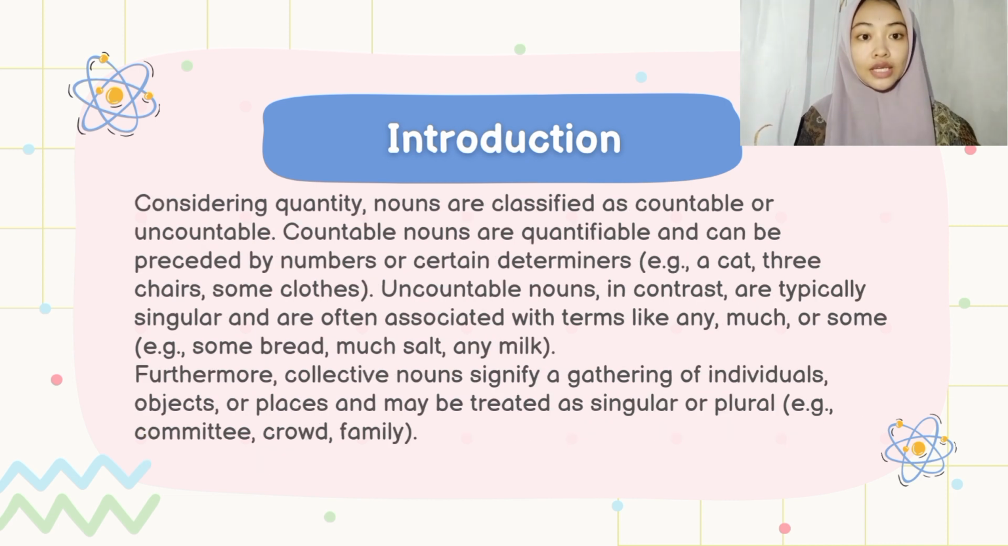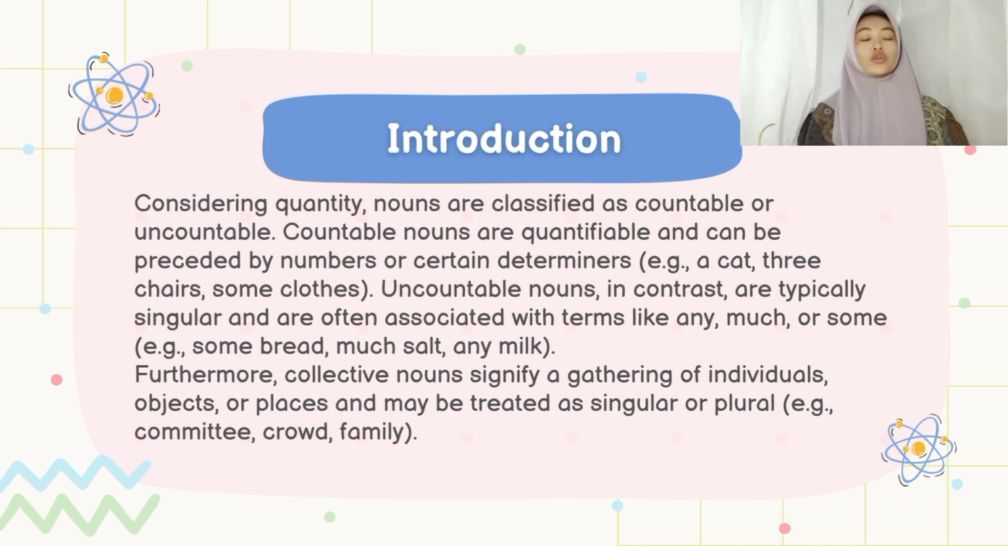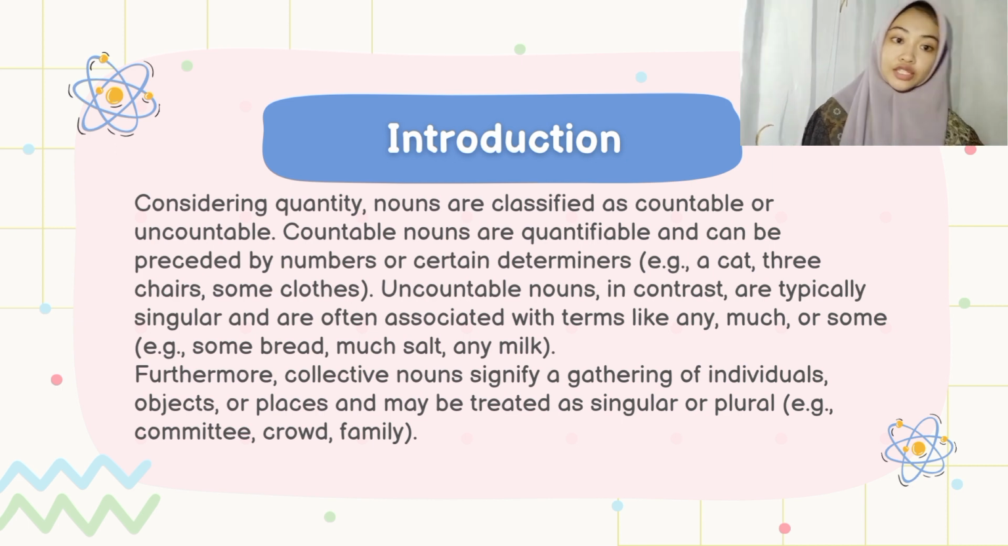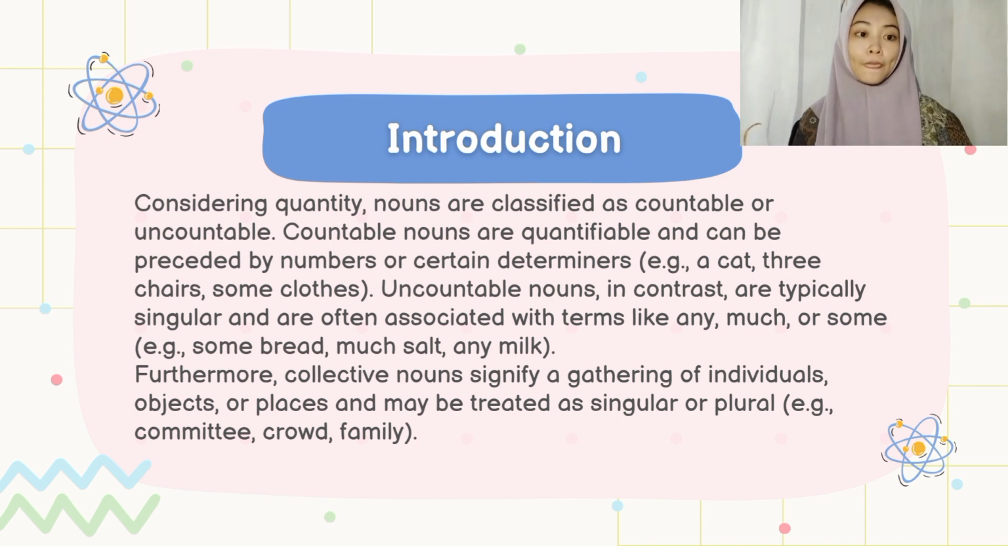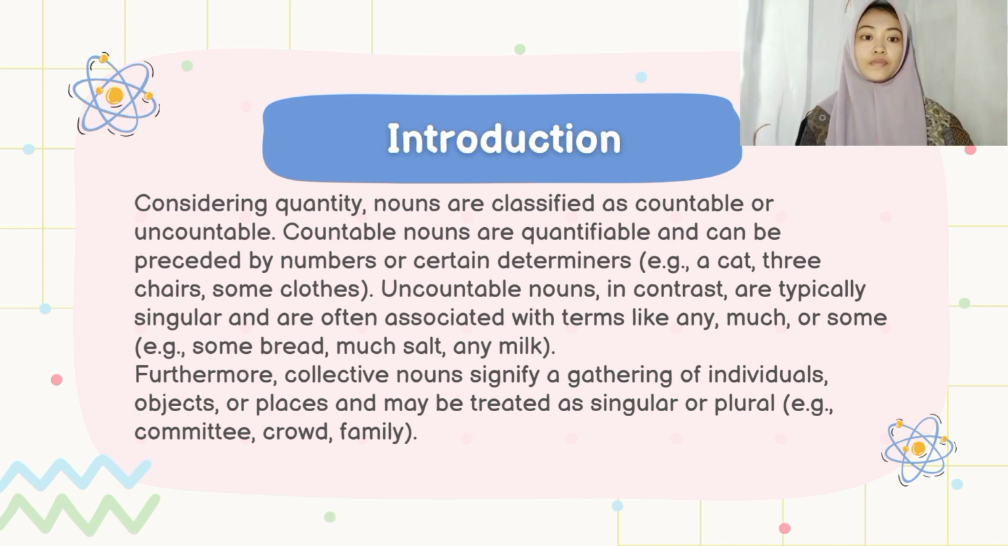Considering quantity, nouns are classified as countable or uncountable. Countable nouns are quantifiable and can be preceded by numbers or certain determiners. Uncountable nouns, in contrast, are typically singular and are often associated with terms like any, much, or some.